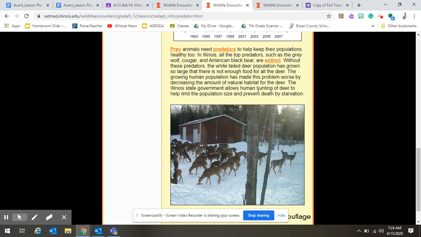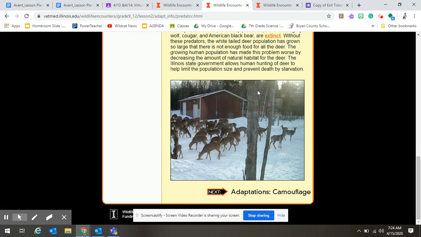So, you can hunt more deer in Illinois because of this. They're trying to eliminate this problem and add another predator into this food web, which would be the humans. Look at this herd of deer. That's just crazy. You never see that many deer together. But that just shows there's no predators.